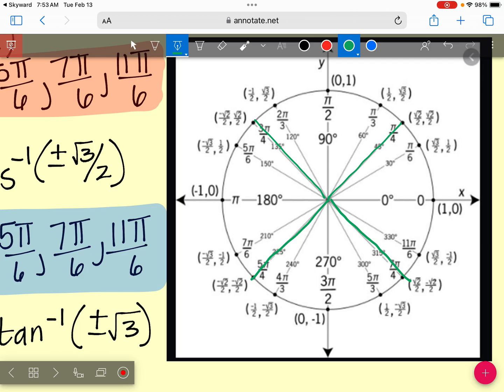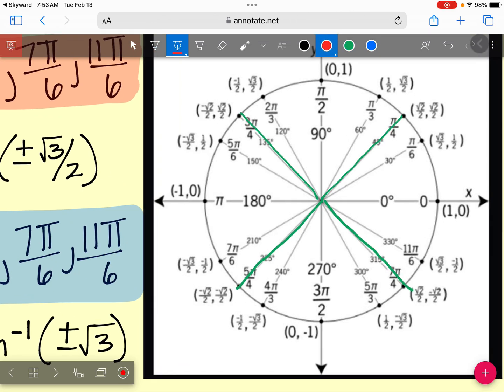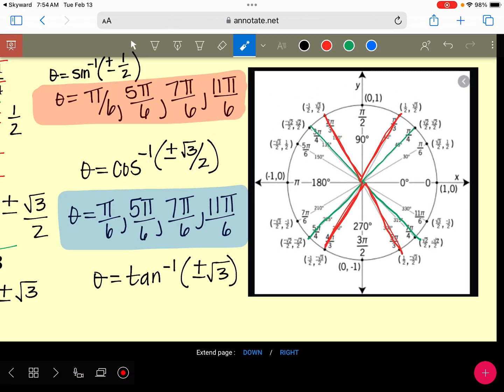We want all of the angles that are further away from the x-axis, which would be this angle, and this angle, and this angle, and this angle. If you think about it in terms of slope, this is a steeper line than what I have in green. My slope is greater. So my answers would be pi over 3, 2 pi over 3, 4 pi over 3, and 5 pi over 3, sorry.